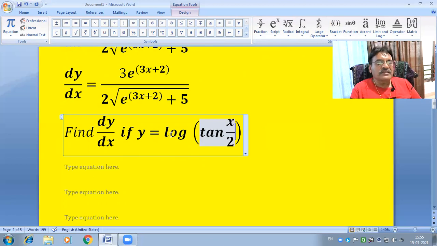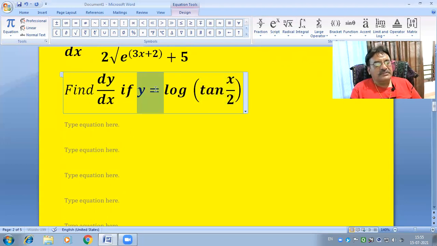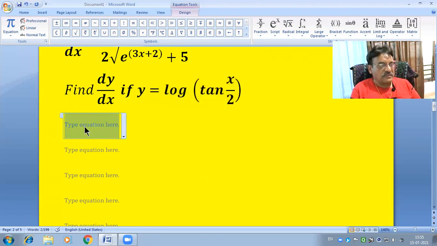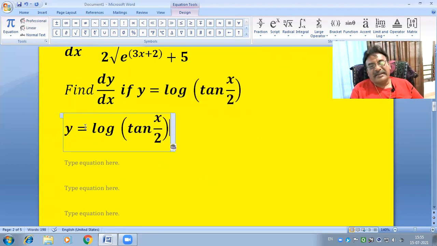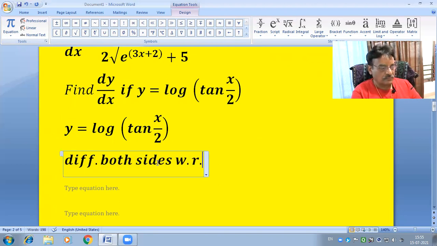Here the function is given, y is equal to log of 10x by 2, and we find here dy by dx. So first we write here the given function. Given function is y equals log of 10x by 2. This is the given function. Differentiate this with respect to x. So we write here, differentiate both sides with respect to x.